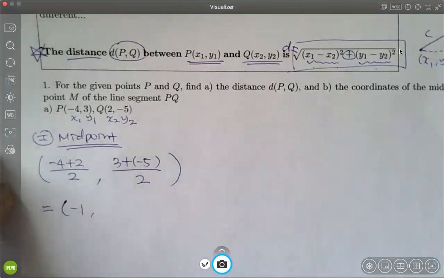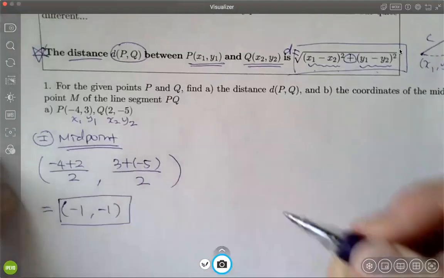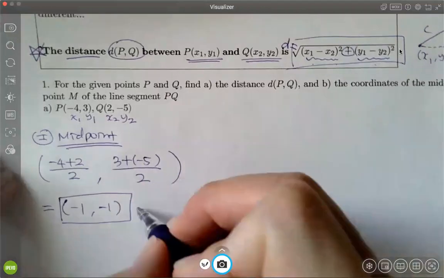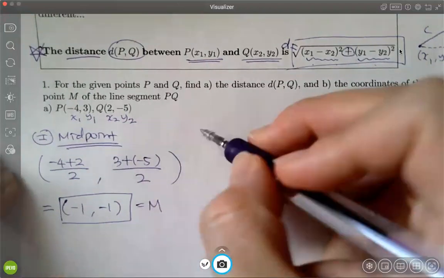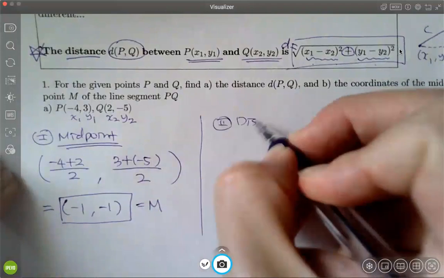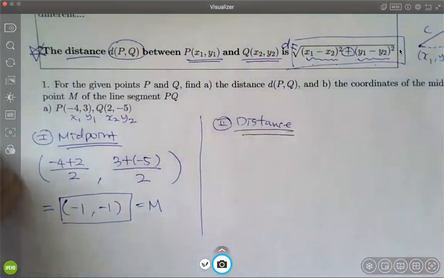-1. Also -1, right? Yes. Okay, -2 over 2. So -1, comma 1 or -1 is the midpoint M. Okay. Now, the distance.